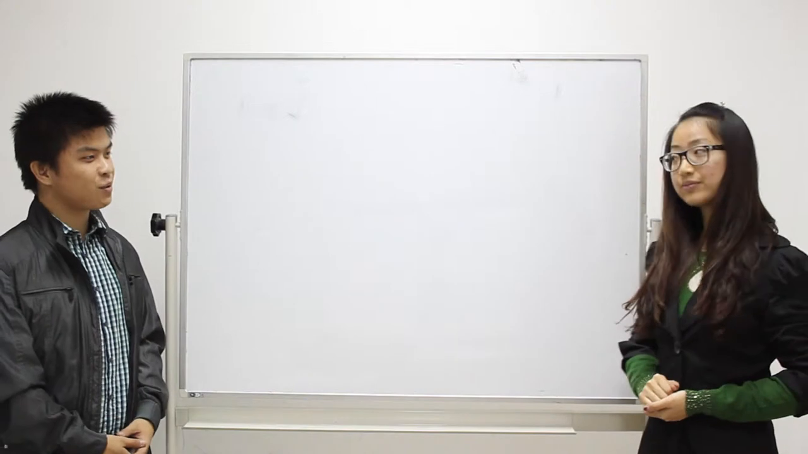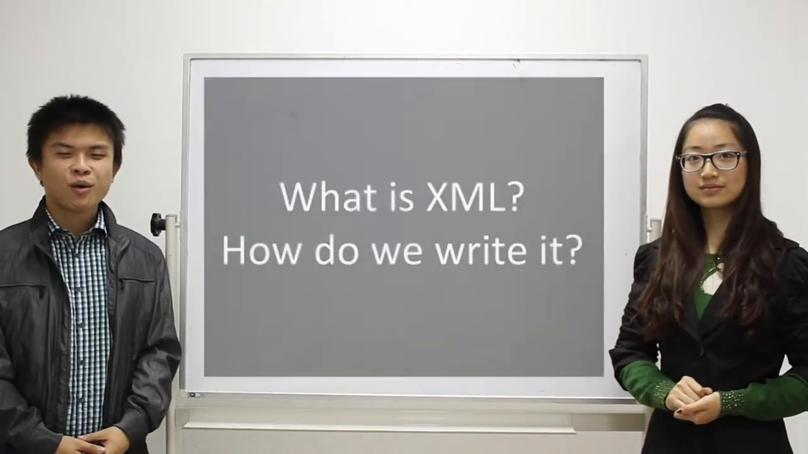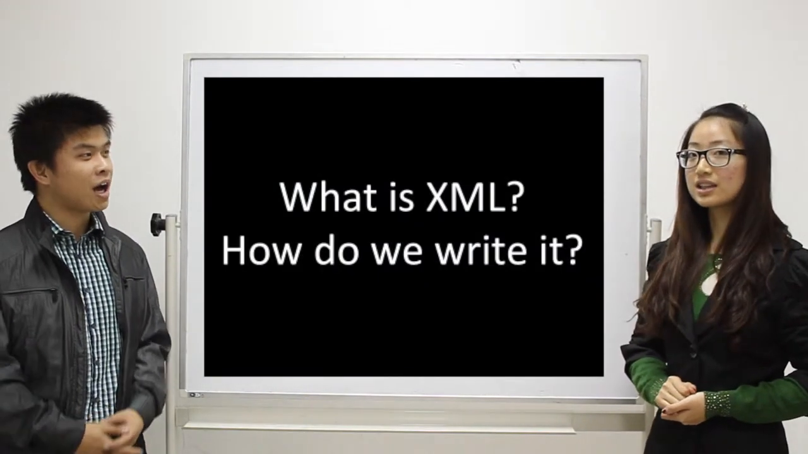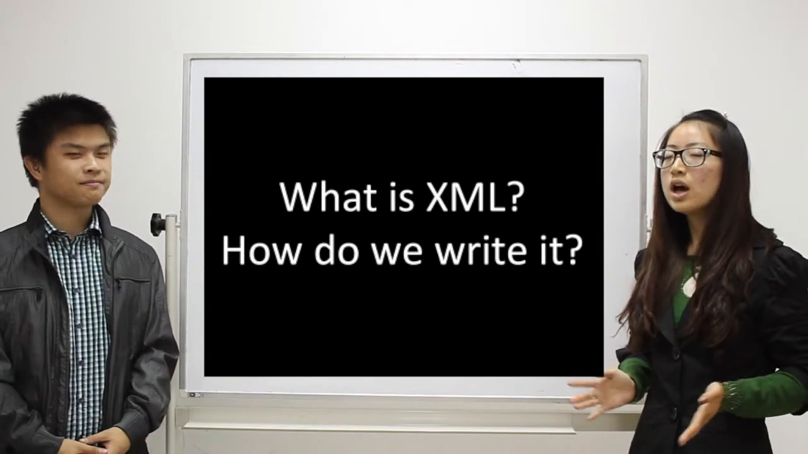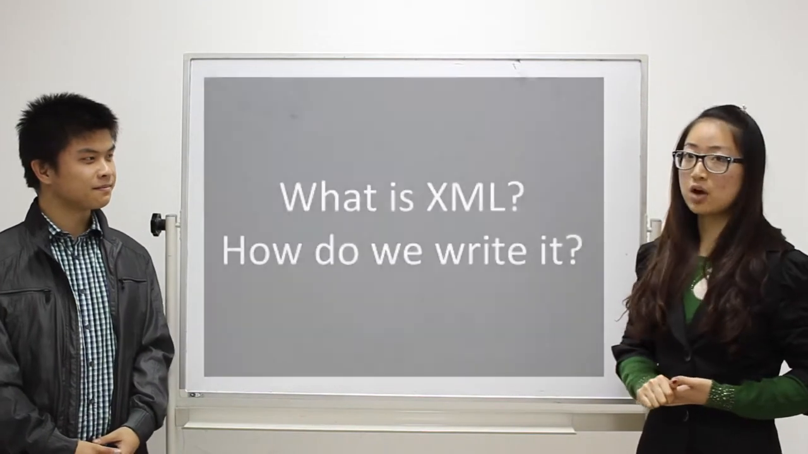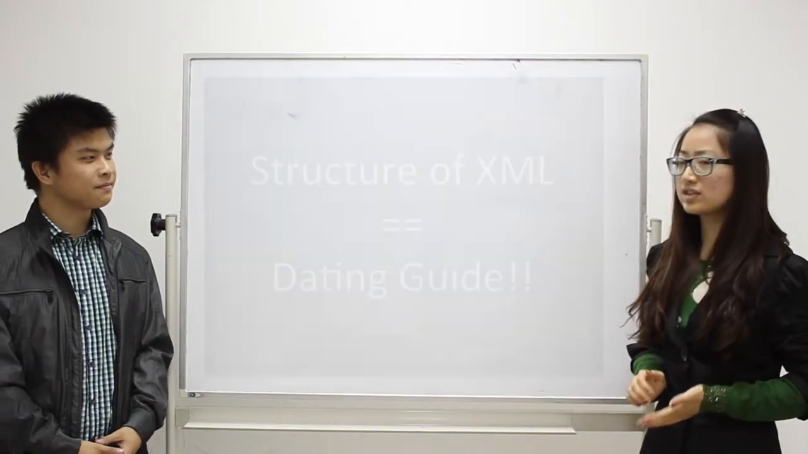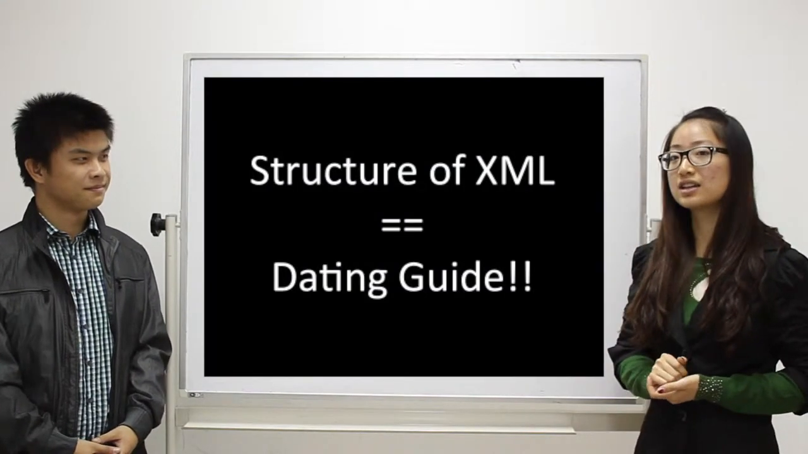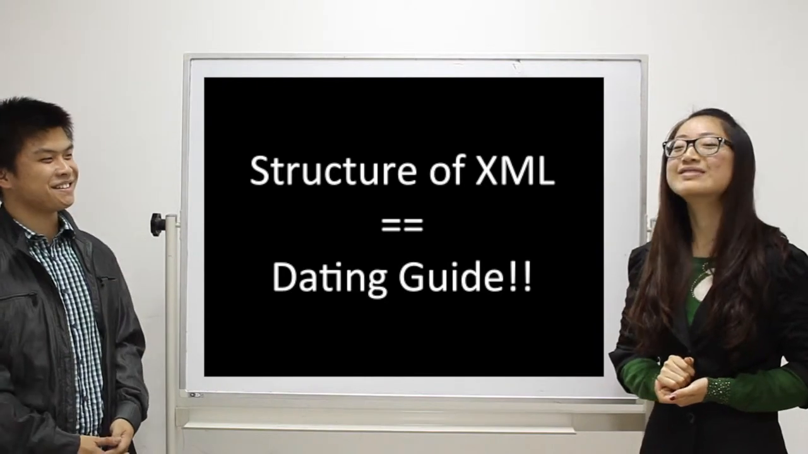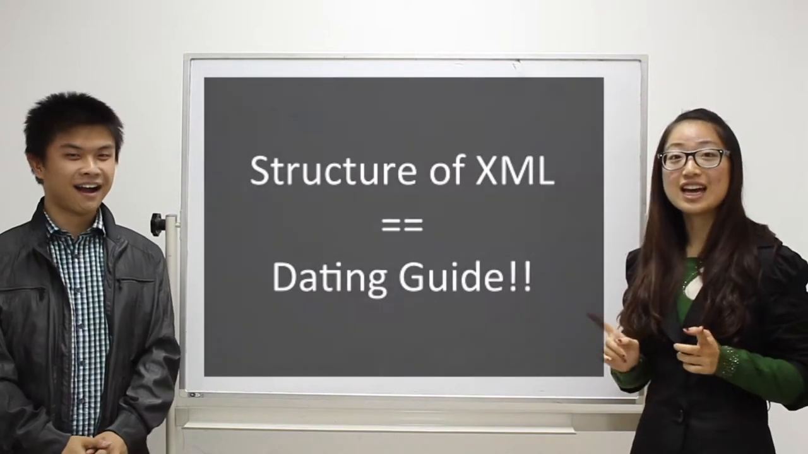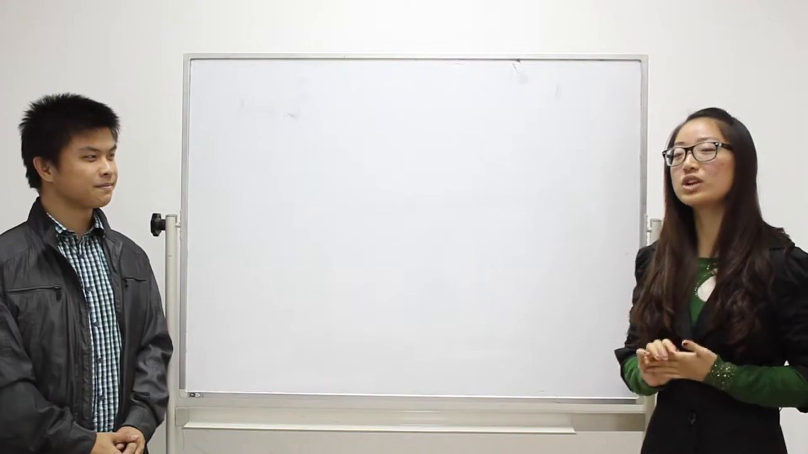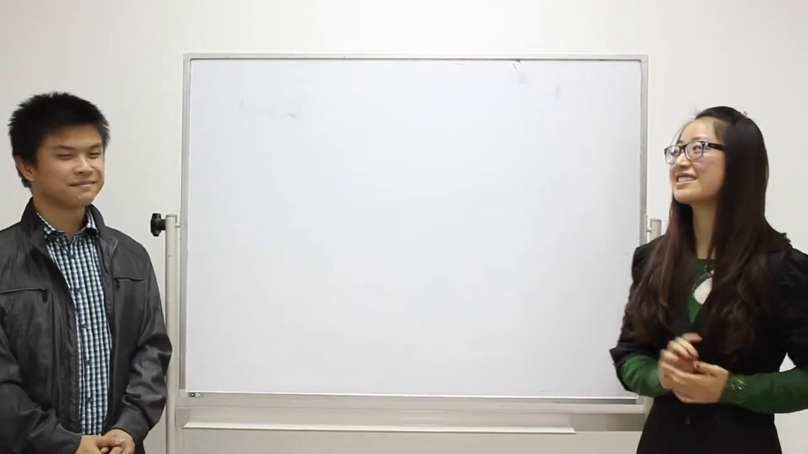So, we have learned what data serialization is, but what exactly is XML, and how do we write it? Well, we can learn all about XML by studying how to find the perfect date. Did you realize that this is the structure of XML? It's like a dating guide? No, I didn't. That's amazing. To start off, let's take a look at what you shouldn't be doing on a date.